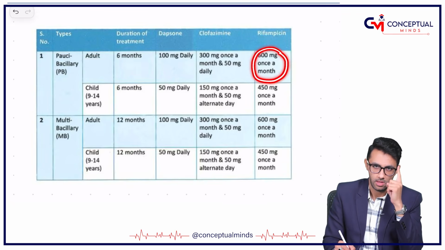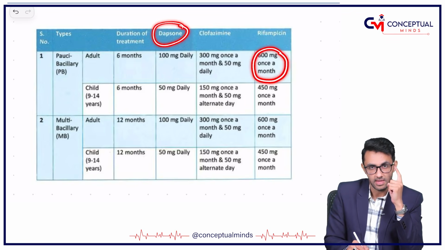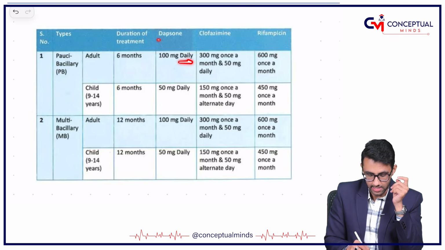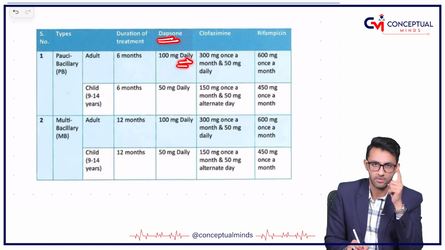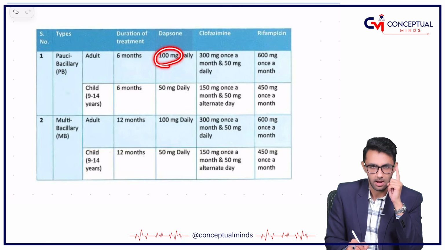600 mg. How about dapsone? We will give it daily. Dapsone is daily, D for D. Okay, for adult paucibacillary, what are we giving? We are giving just 100 mg.